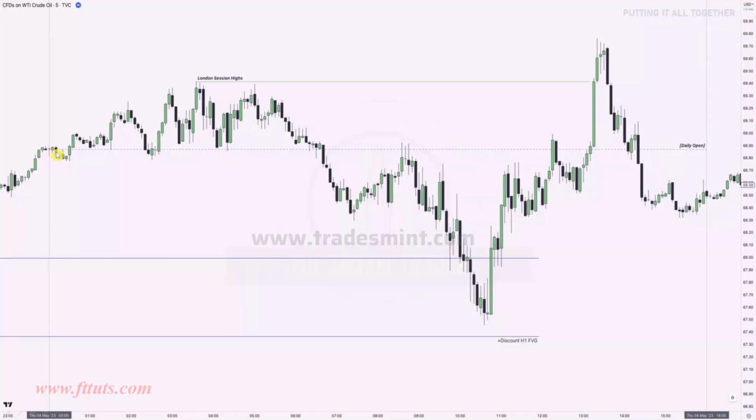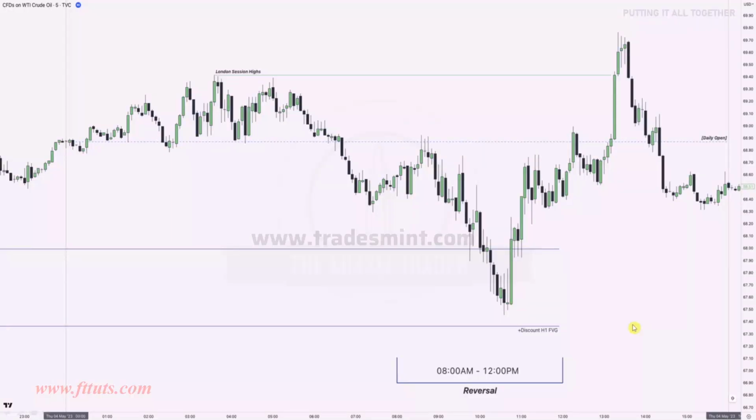Draw out your New York midnight opening price as always, right? And we want to be a buyer below this opening price, and we want to be a seller above it. Important, now we're going to go into that short-term perspective, right? We're waiting for our high probability time window, which is that 8 a.m. to 12 p.m. window, our bread and butter window.